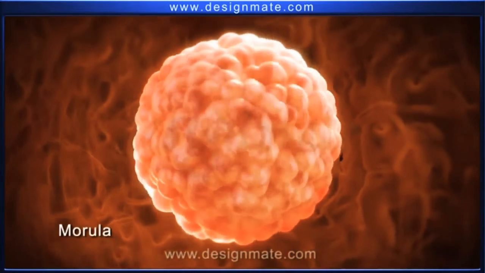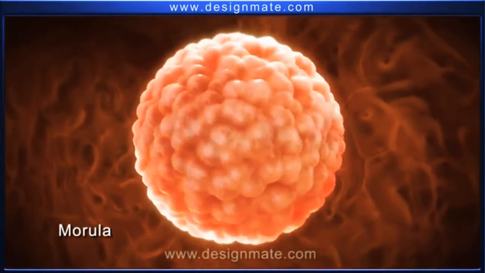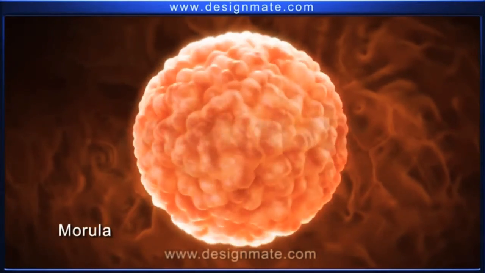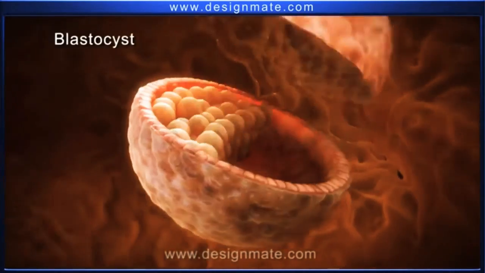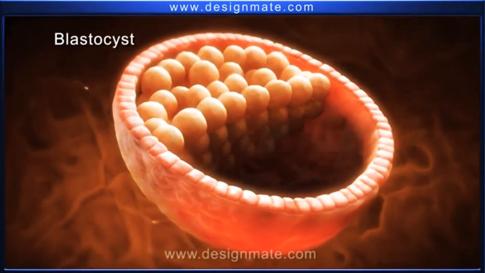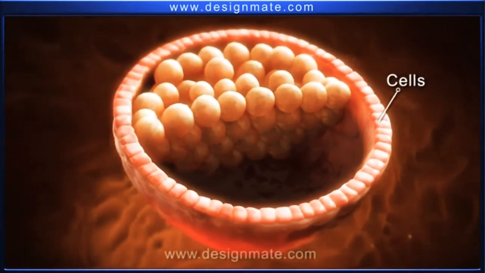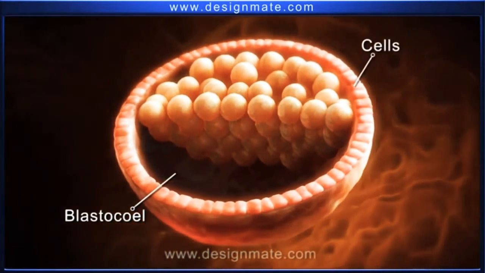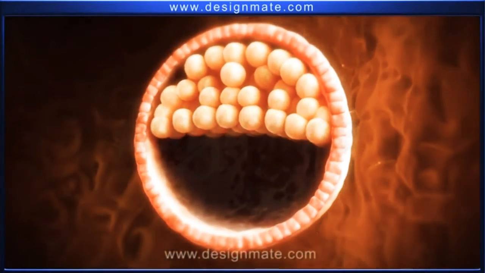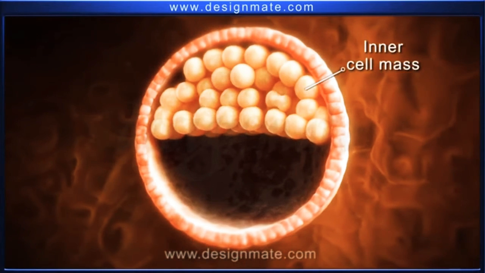cells called the morula. As the cleavage continues, morula develops into a blastocyst, which is a hollow ball surrounded by a single layer of cells enclosing a cavity called the blastocoel or cleavage cavity. The blastocyst has a mass of cells called the inner cell mass.